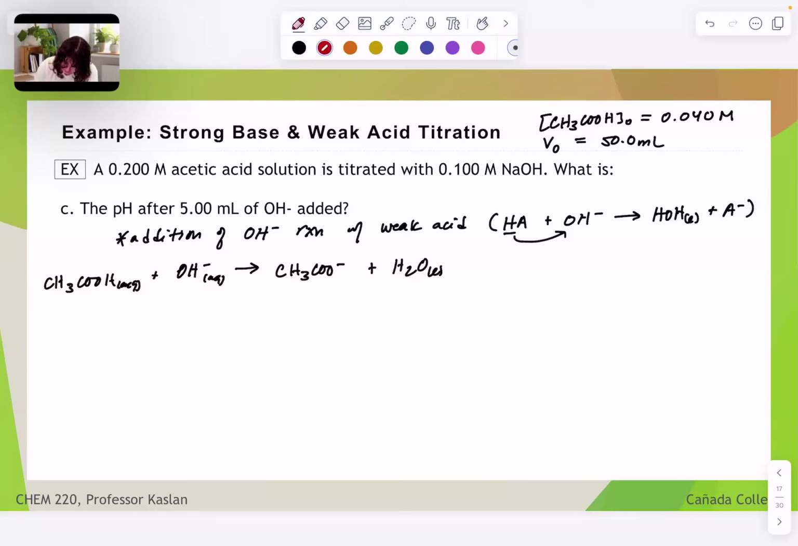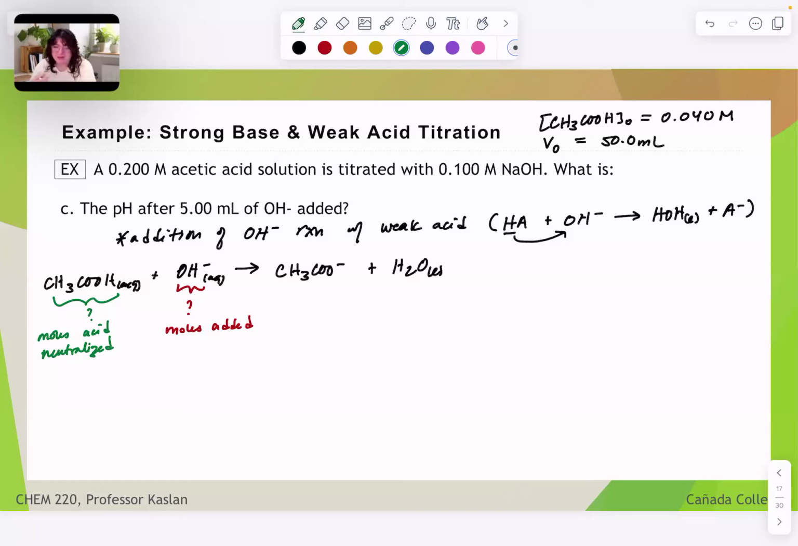And let's figure out the stoichiometry here. So we've got a couple of things that we need to consider. So we have to figure out how many moles of hydroxide we added, which will tell us how many moles of acid were neutralized in this reaction. And why is this something we care about?